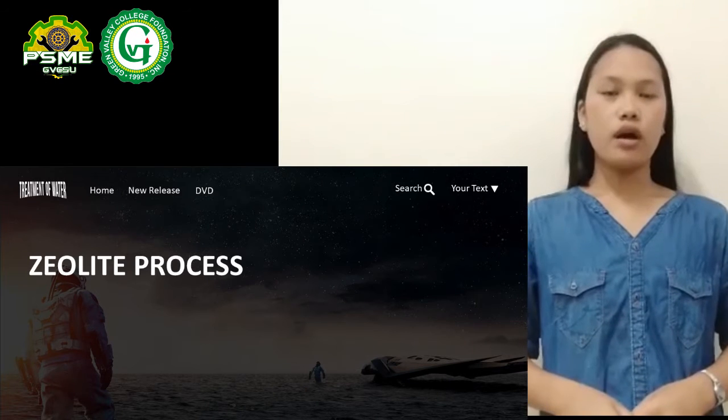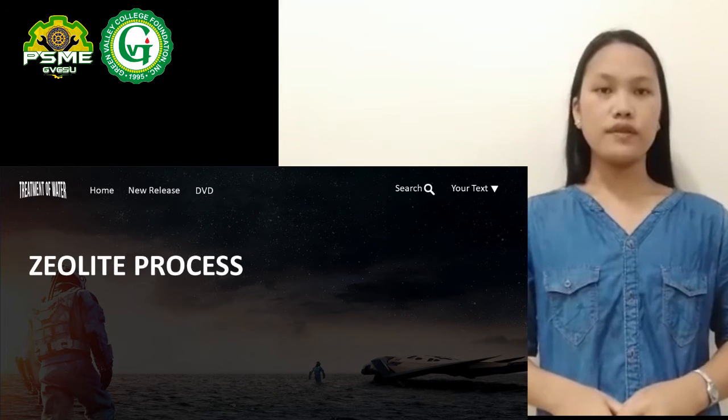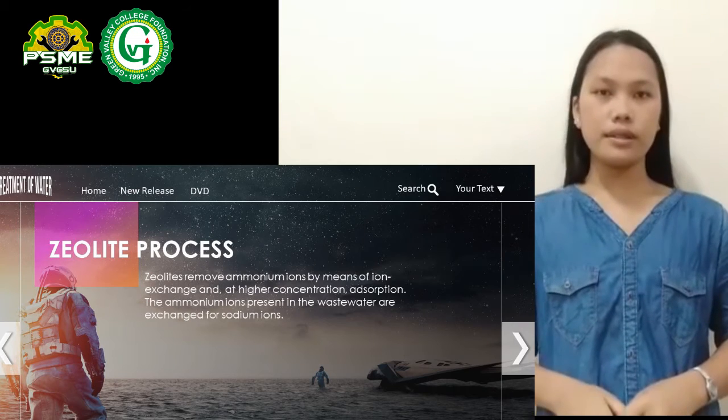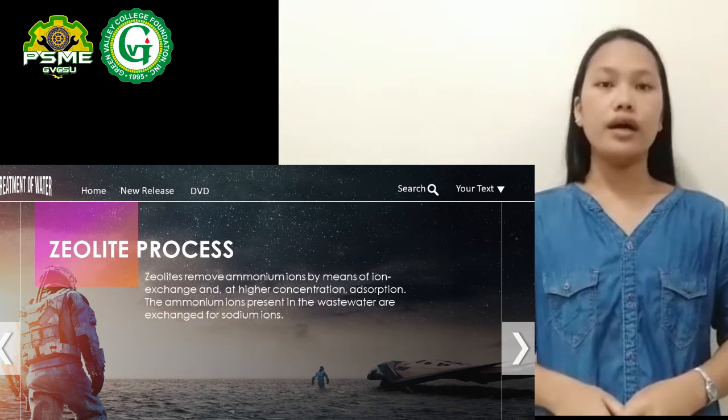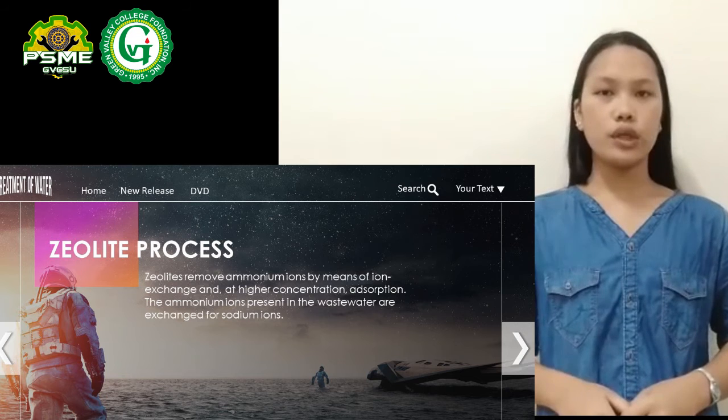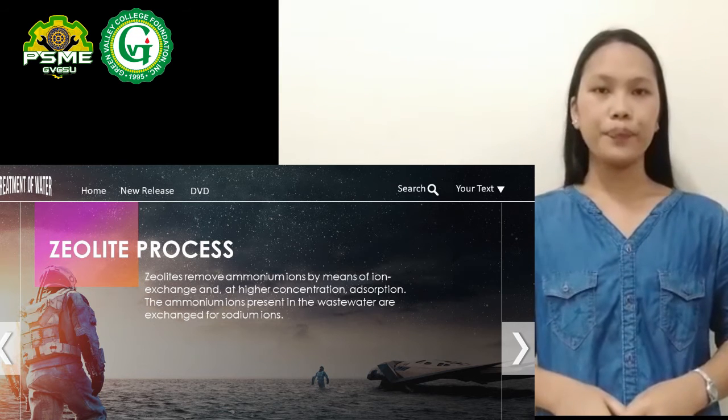So now we are going to talk about the external process by the use of zeolite process and ion exchange process. What is the zeolite process? Zeolite removes ammonium ions by means of ion exchange and, at higher concentration, absorption. The ammonium ions present in the wastewater are exchanged for sodium ions. The zeolite process, also known as the permutit process, removes ammonium ions by means of ion exchange. Ammonium is a nitrogen compound which can produce nutrient over-enrichment that could be harmful to aquatic life.